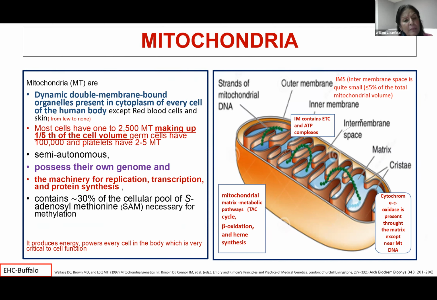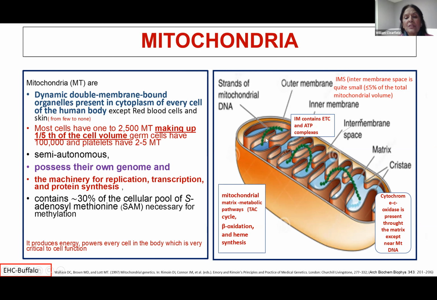The mitochondria are semi-autonomous. They possess their own genome and machinery for replication, transcription, and protein synthesis. And mitochondria have about 15% of the total cellular glutathione pool and 30% of the S-adenosylmethionine for methylation. Now let's look at the structure of mitochondria. Mitochondria is a double membrane. So this is their outer membrane, and this is the inner membrane. And there is the intermembrane space that you can just see here.